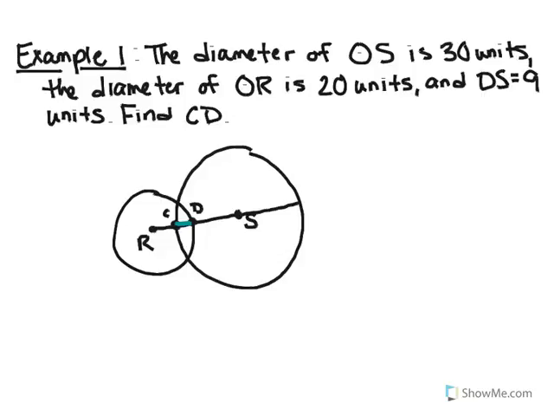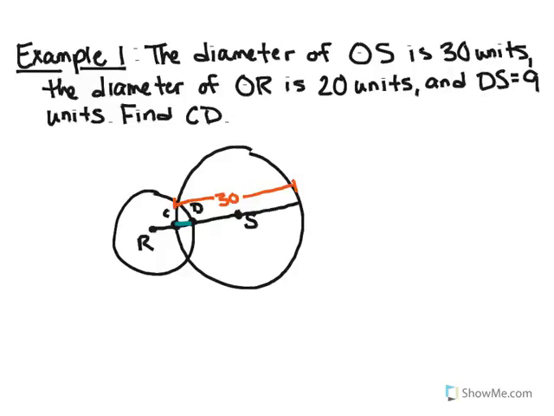So any numbers that I'm given, I'm going to go ahead and write inside my picture. So the diameter of my larger circle is 30 units. So we're just going to write that right in here. And I like to do this notation so that I know that it's talking about the entire diameter and not just a certain part of it.